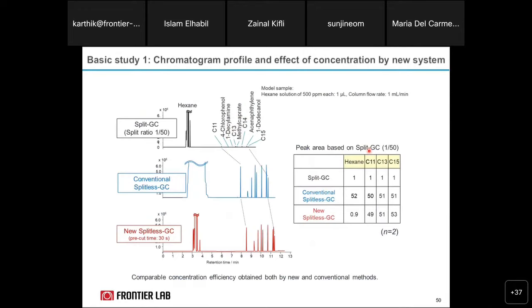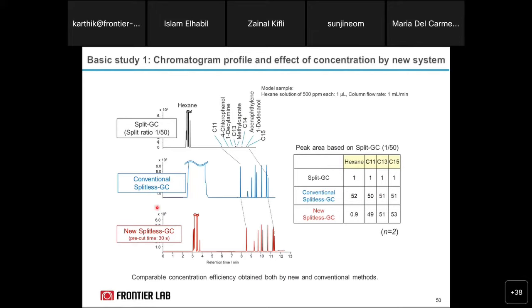So by doing so, you can see here. The first thing we have verified for this module is the split GC analysis, first with the 1 to 50 split, where we have got the signal for all these peaks, and we have done the splitless. In splitless we need improved sensitivity, so the factor is 50, 51.